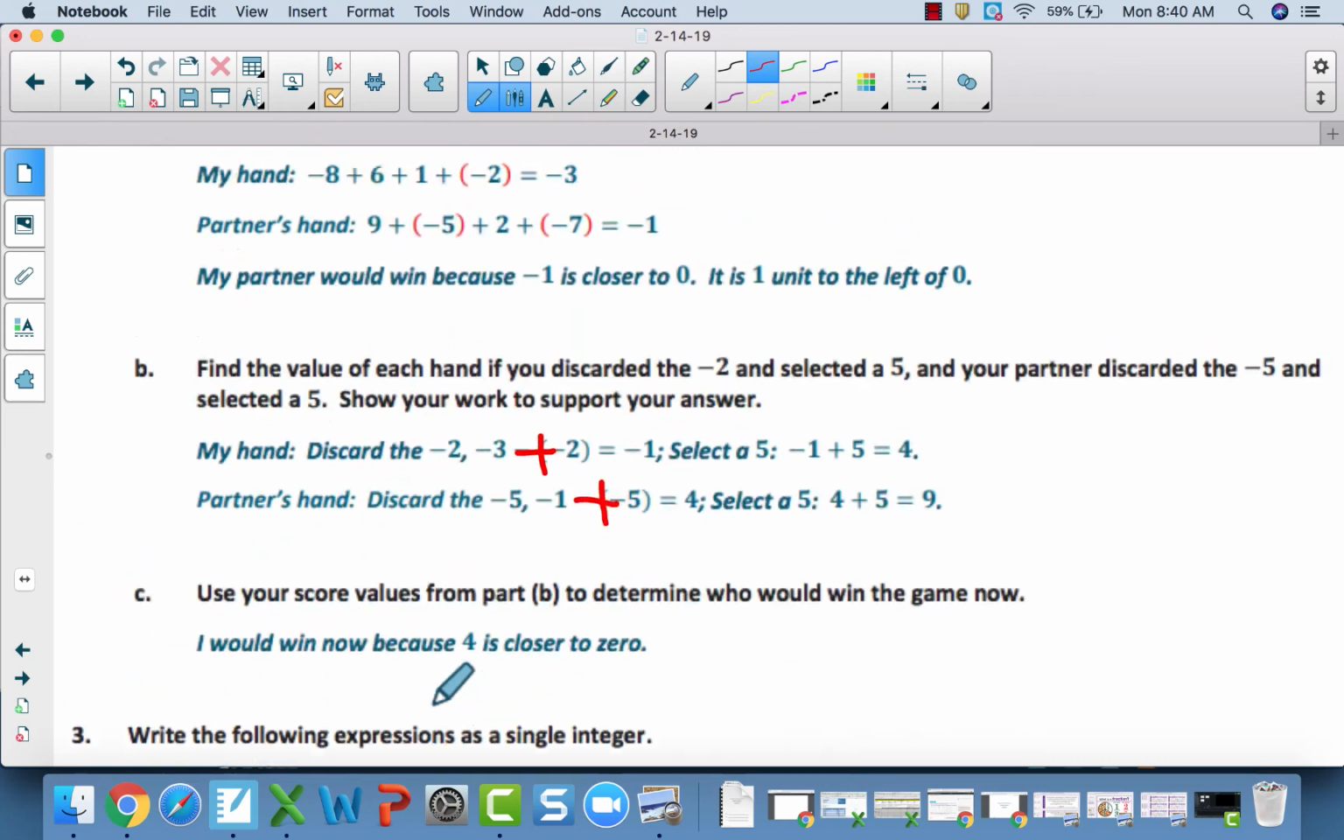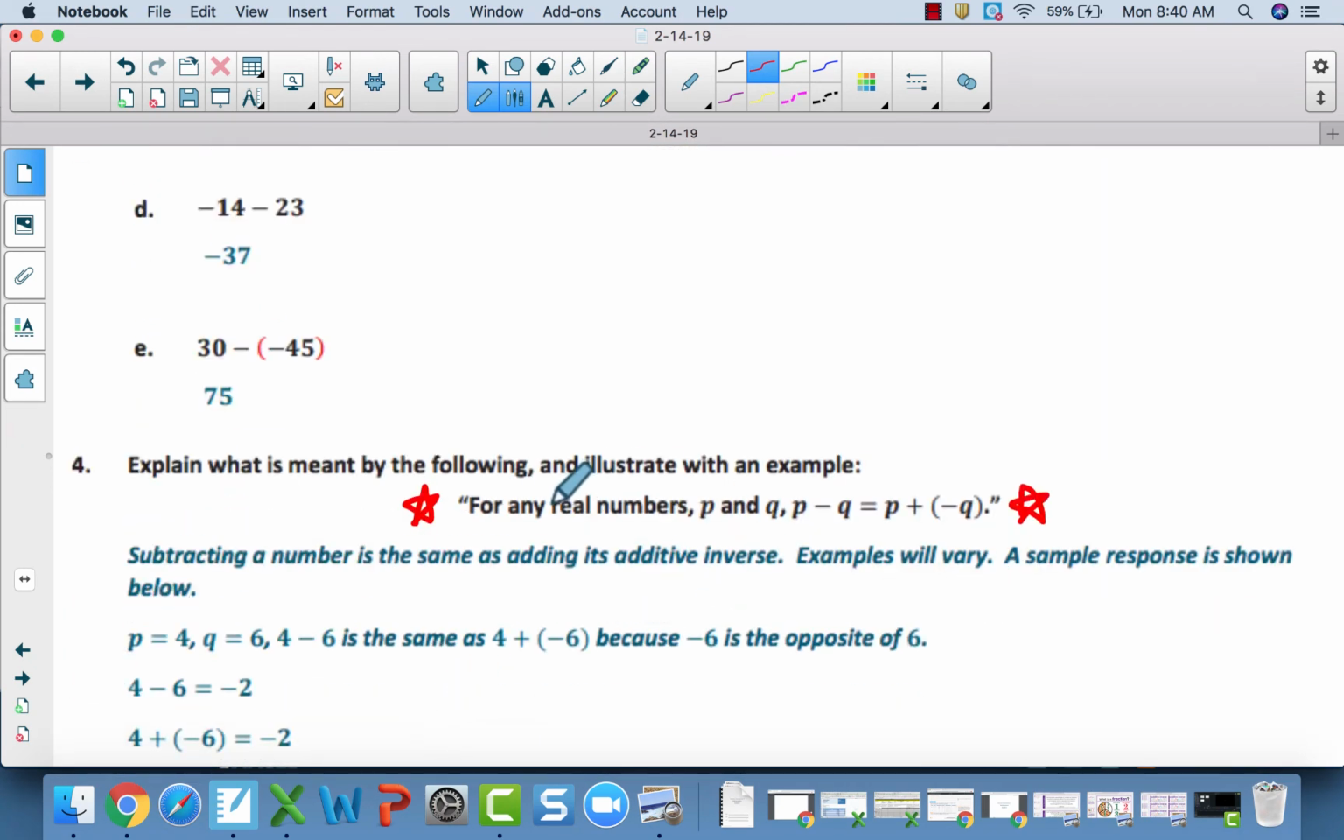So, for this lesson, you should be able to apply our integer rule for subtracting right here. P minus Q is the same as P plus -Q. Know that. Know how to apply that to be able to solve subtraction expressions and equations. If you can do that, if you know the rule and can apply it, you're good with this lesson. You're ready to move forward.